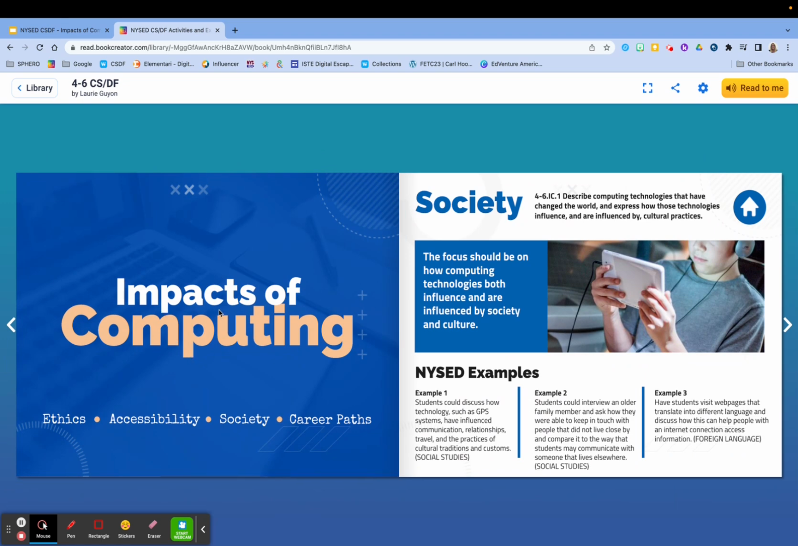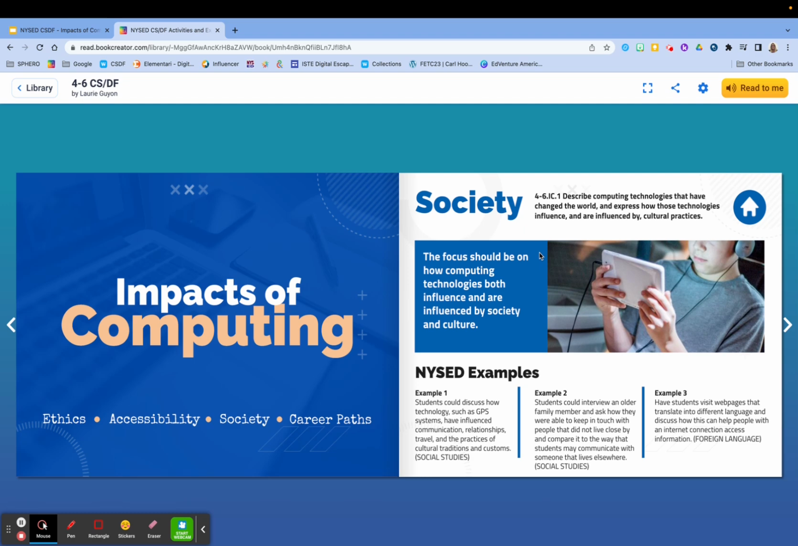What you see on your screen is the concept area of impacts of computing, the 4 sub-concept areas, and then you're going to see the sub-concept area and then the standard. These were pulled right from the state document and just repurposed in a new design to be able to share some activities with you. So the first standard says, describe how computing technologies have changed the world and express how those technologies influence and are influenced by cultural practice. Our clarifying statement is right here in the blue box.